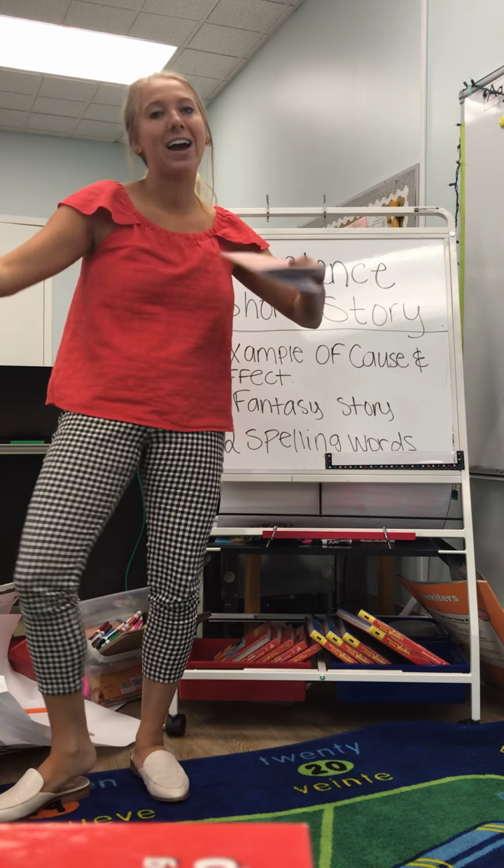So it's a fantasy. My cause and my effect: at the end I said, if I never would have let her go, she would not be able to travel the world and be free. So because I let my dog go, she was able to travel the world and be free and send me pictures. So that was my cause and effect. So I had spelling words, an example of cause and effect, it was a fantasy story, and I had at least 5 sentences. So that is what I'm going to be looking for.